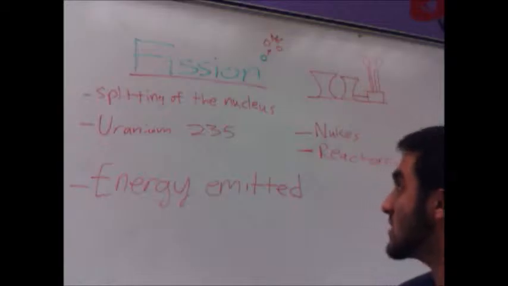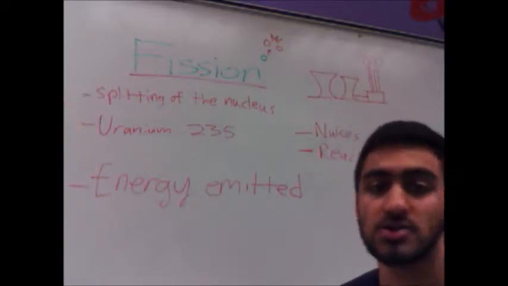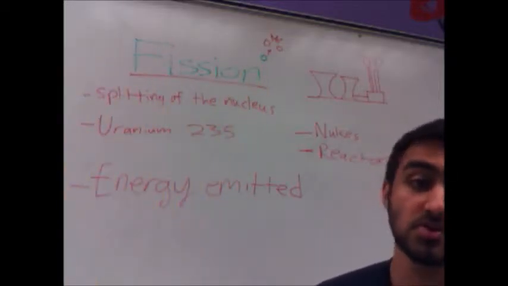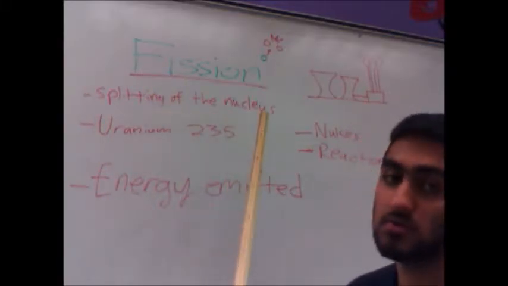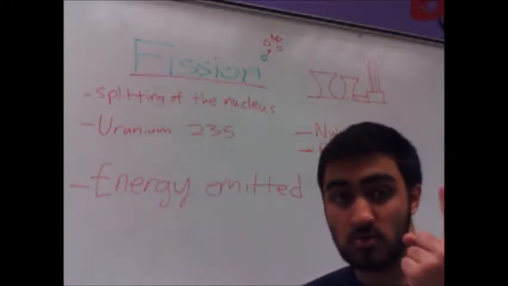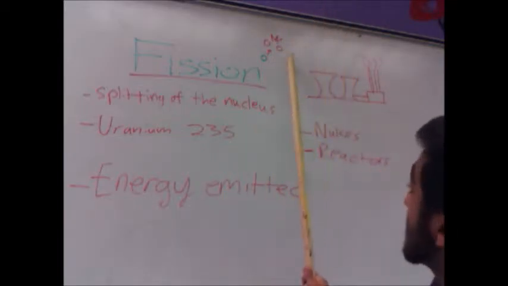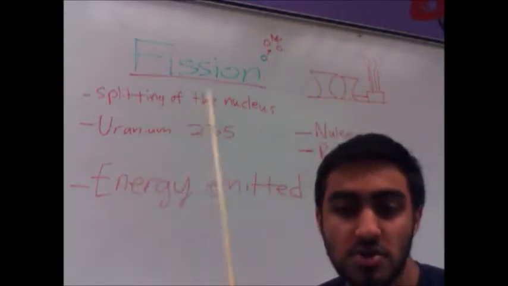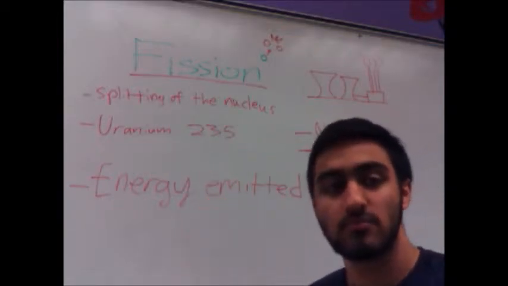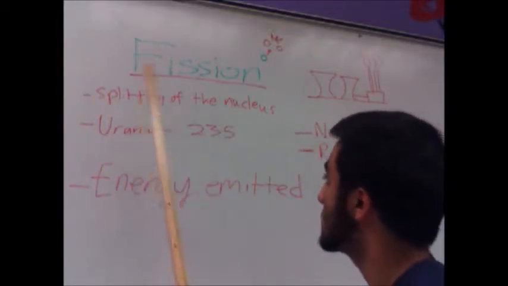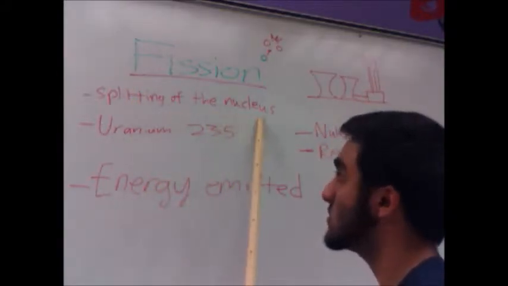Hi guys, so today we're going to be talking about the 2 nuclear reactions, fission and fusion. So we're going to start with fission first. Now fission is basically the splitting of the nucleus, one nucleus into 2, as animated up here. And fusion is basically the opposite. It is the coming together of 2 nuclei into 1. So let's get started. Again, fission is the splitting of the nucleus.